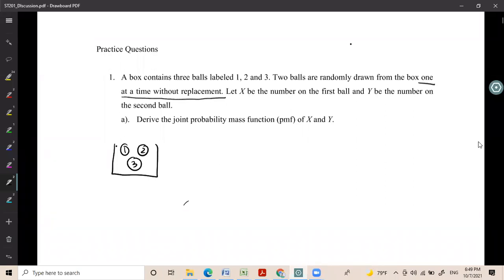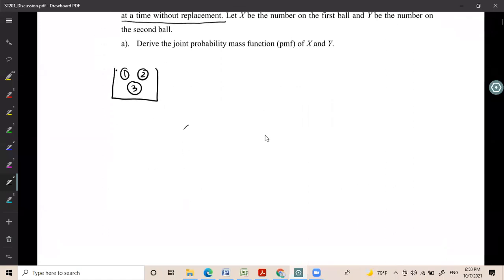Right. So what are the possible values X and Y can get? X is the number on the first ball, Y is the number on the second ball. X can be either 1, 2, or 3. Y can also be 1, 2, or 3. But since you are not replacing, if X got 1, it is not available for the second draw. Okay, so we'll see how we can get these probabilities. It is very easy if you draw a simple tree diagram.